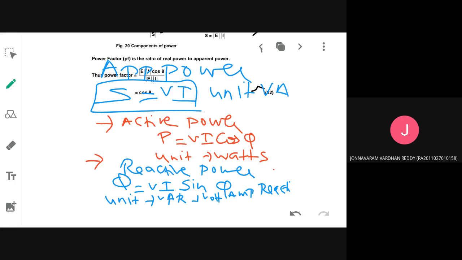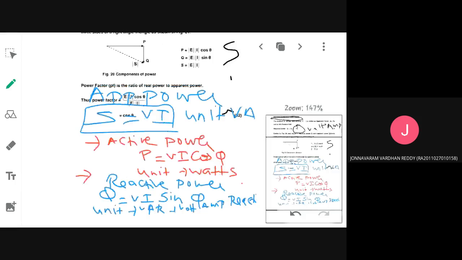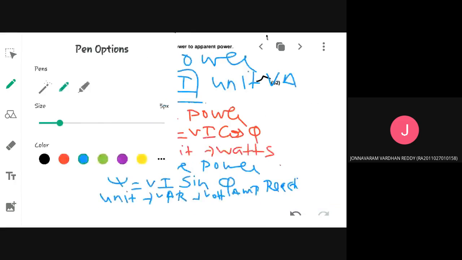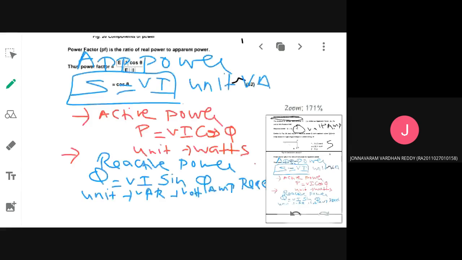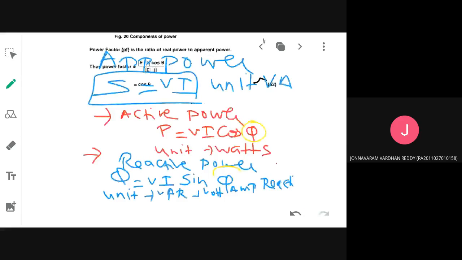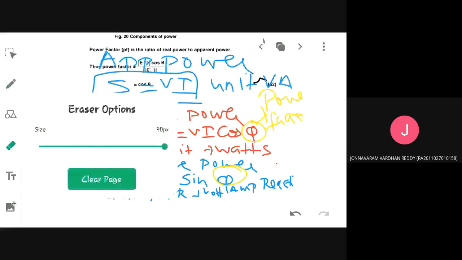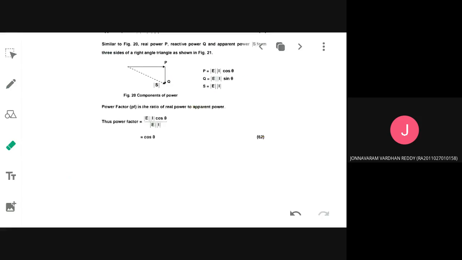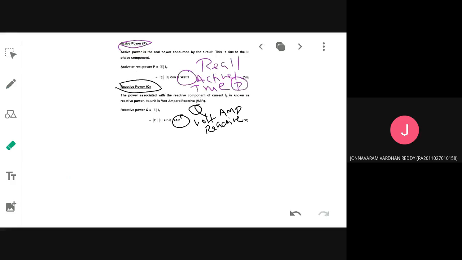Okay. Now, one more thing. In all these terms, you are having one phi there. That phi is called the power factor. Now I will discuss the power factor and the power triangle. But you understood the three types of power? What are the three types of power for one last time? Active power, reactive power and apparent power.